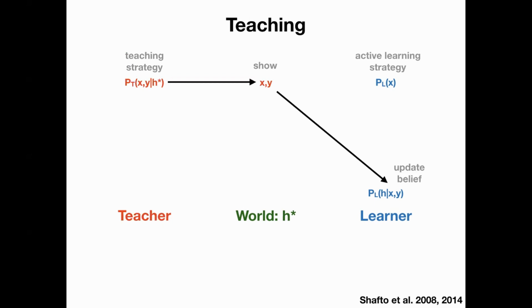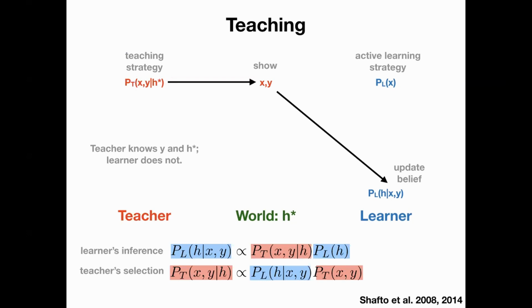Compare that to the active learning strategy, P sub L of X. The teacher's strategy, P sub T of X, Y given H star, has the additional variables Y and H star. Both of these variables are related to the knowledge which the teacher has, but the learner does not. Thus, the unification will be about getting rid of the Y and H star.